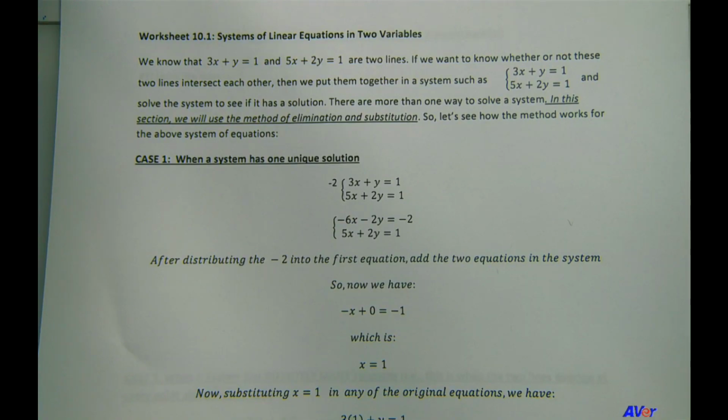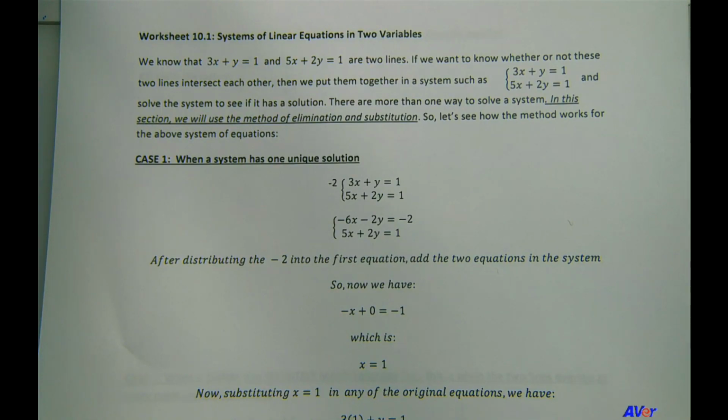And I should mention that the methods that we use to solve these systems are called the method of elimination and the method of substitution. In this section, we will use those two. And in the next section, section 10.3, we will talk about a new matrix-based method called the Gauss-Jordan method of solving a system. So generally, why do we have these different methods?